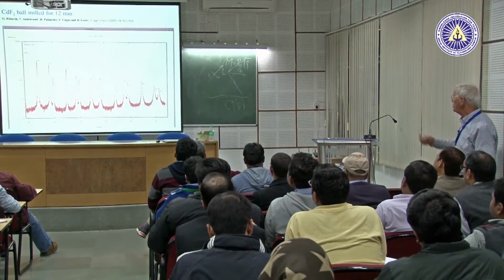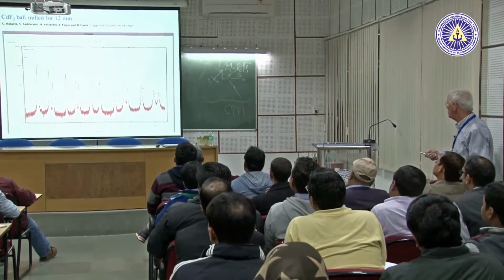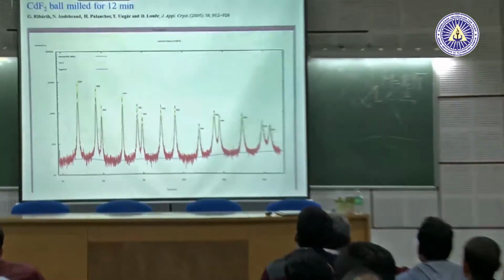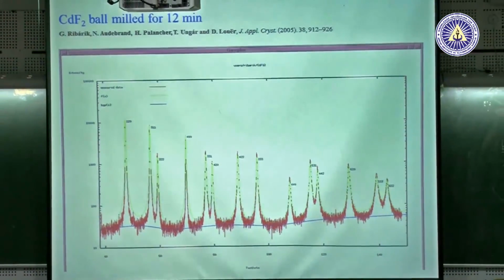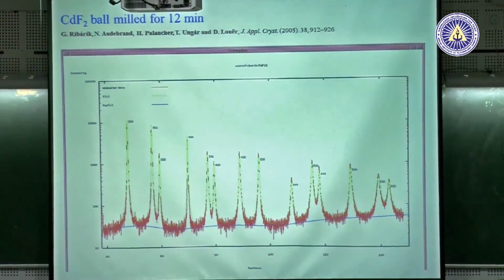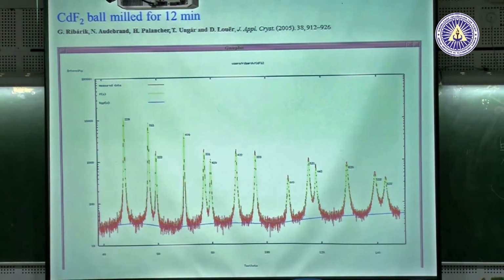So this is the old version. I don't know if you can see the green one. The red is the measured pattern. Blue is the background, which was done manually because we don't have a model for the background. And the green is the calculated pattern.